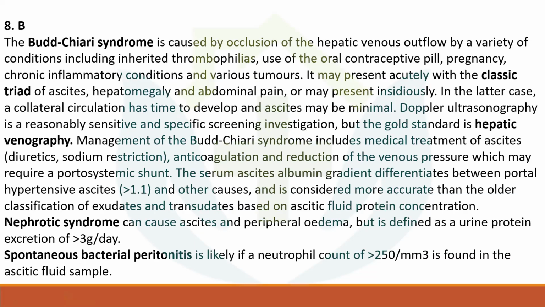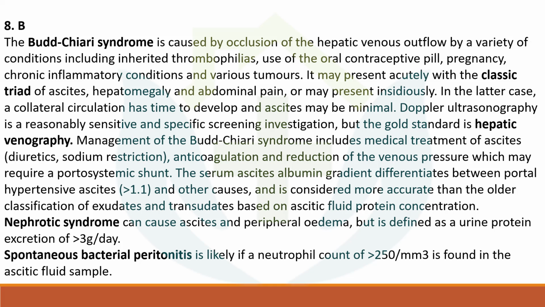Why? Budd-Chiari syndrome is caused by the occlusion of hepatic venous outflow by a variety of conditions, including inherited thrombophilia, use of oral contraceptives, pregnancy, chronic inflammatory conditions, or tumors. It presents with the classic triad of ascites, hepatomegaly, and abdominal pain, or may present insidiously. So, the classical triad is definitely present in this patient. This patient has ascites, hepatomegaly, and she presented with abdominal pain. So, Budd-Chiari syndrome was the correct answer in this.